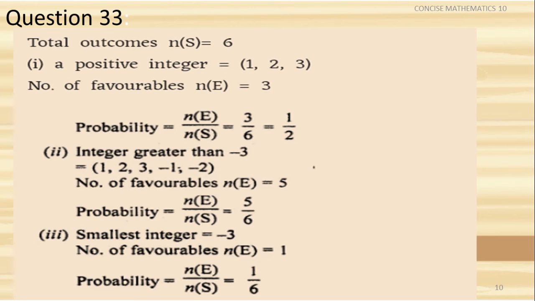And the smallest integer. What is the probability of getting the smallest integer? What is the smallest integer? -3. How many times will you be able to get -3? It is marked only once. So the favorable outcome is 1. Probability is equal to 1 by 6.